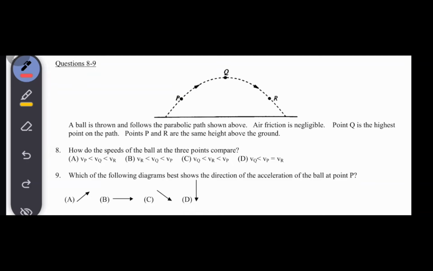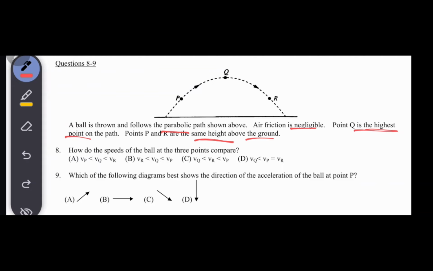A ball is thrown and follows the parabolic path shown above. Air friction is negligible. Point Q is the highest point on the path. Points P and R are the same height above the ground. So question 8 asks, how do the speeds of the ball at the 3 points compare?